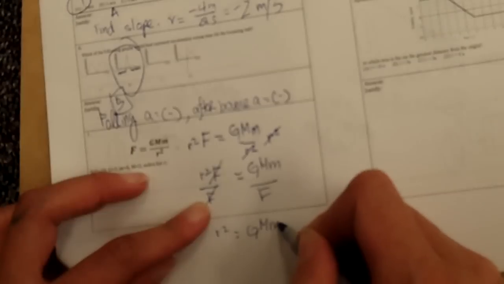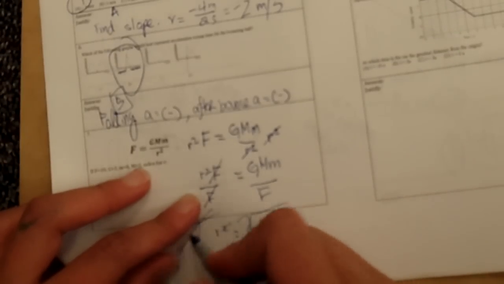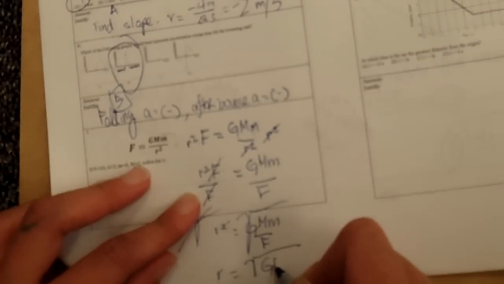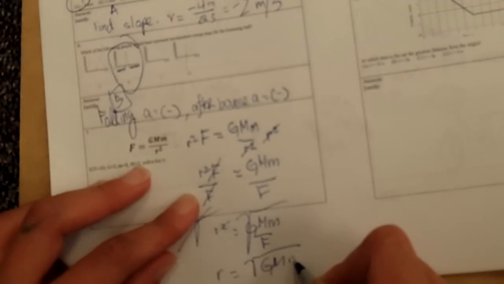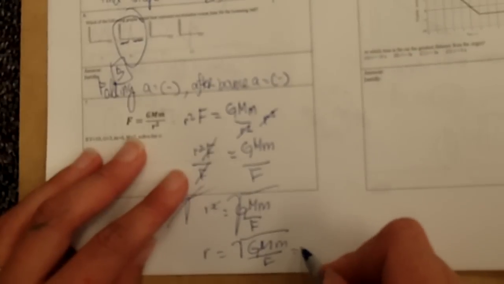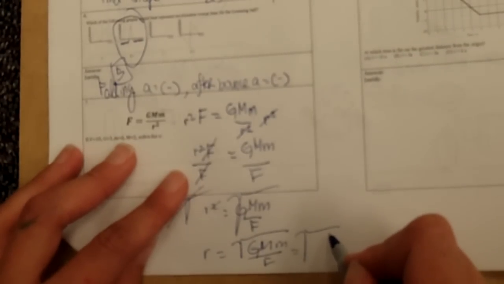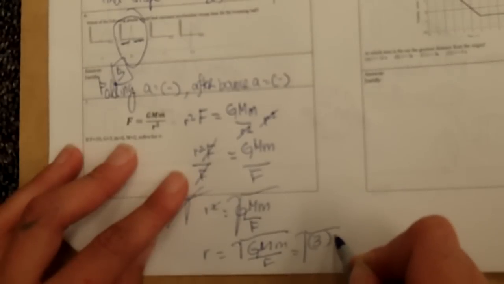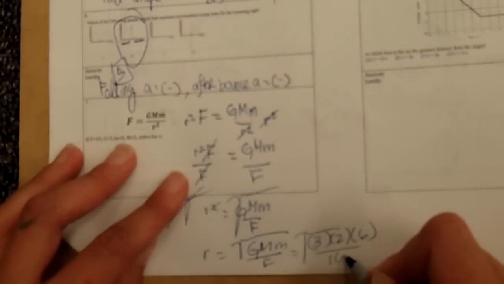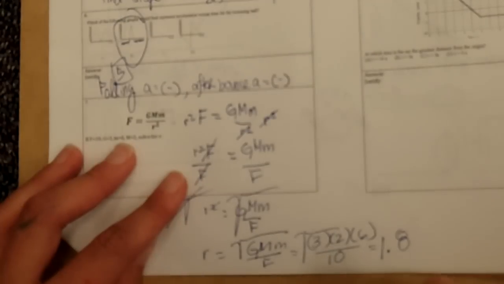G M m over F. I take the square root of both sides to get rid of the squared, and I have r equals the square root of G capital M little m over F. Now I can plug in my numbers. Okay, so I plug in G is 3, capital M is 2, little m is 6, F is 10. I put that into my calculator and I get about 1.8.